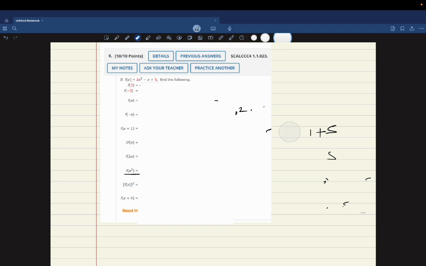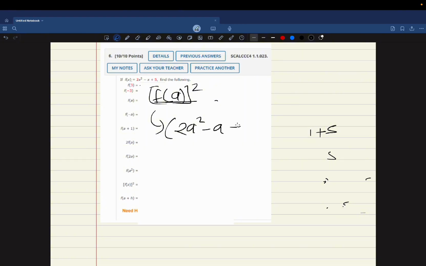Okay, so let's erase this, and then next will be f of a and then whole squared. So here is f of a and then whole squared. So f of a will be this one, but with x replaced by a, so it will be 2a squared minus a plus 5, and then whole squared. Now we need to resolve this. So let's say this is one part and this is another part.